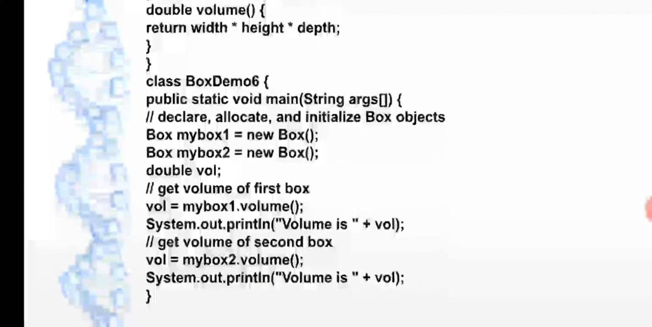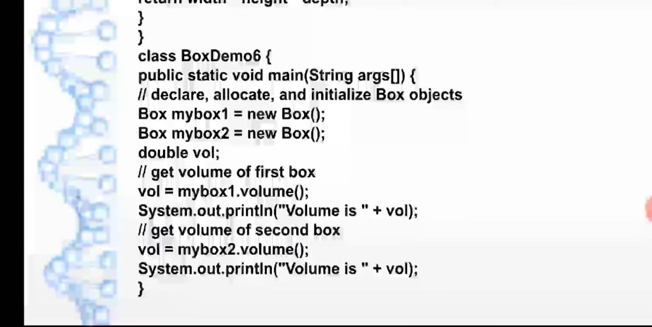Now once you have written the method, your work is to create the main method. So I already said, in Java, inside the class itself you are going to write the main method. In this case, you have one more class called box demo 6. Inside that you have the main method. Inside the main method, you are going to create two objects, my box 1 object as well as my box 2 object.